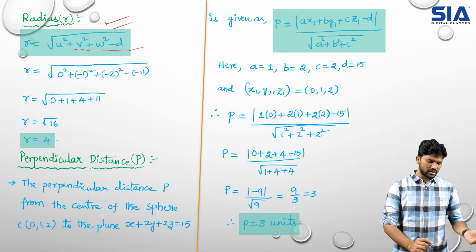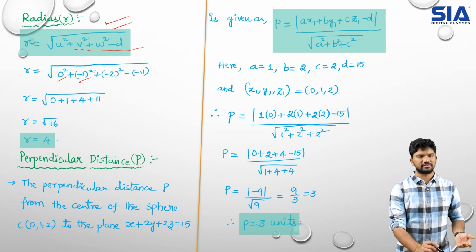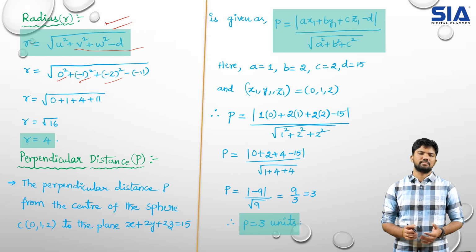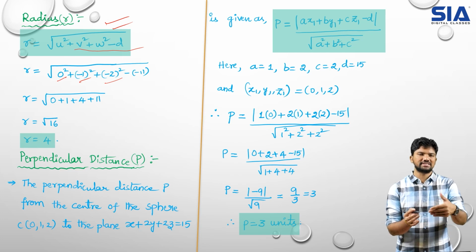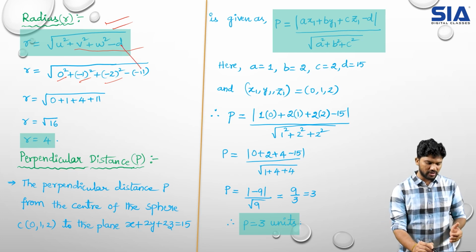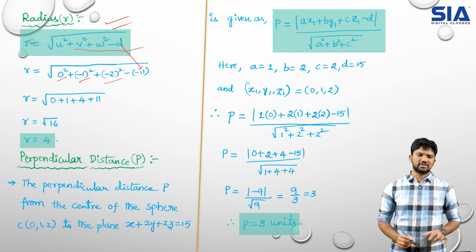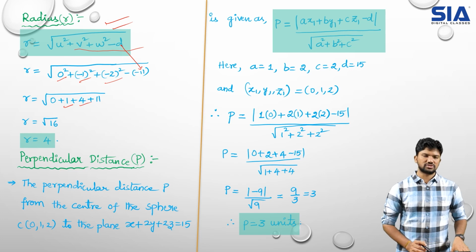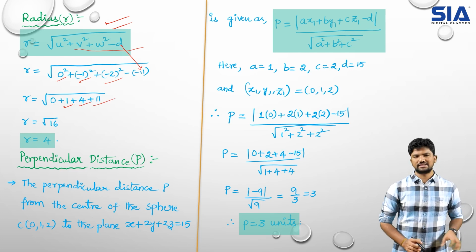Substitute the values: u squared is 0 squared, plus v squared is minus 1 whole squared, plus w squared is minus 2 whole squared, minus of minus d. Okay, minus d means minus of what is the d value? Actually, the d value is minus 11. So minus into minus is plus. So 1 squared is 1, minus 2 squared is 4, and plus 11.